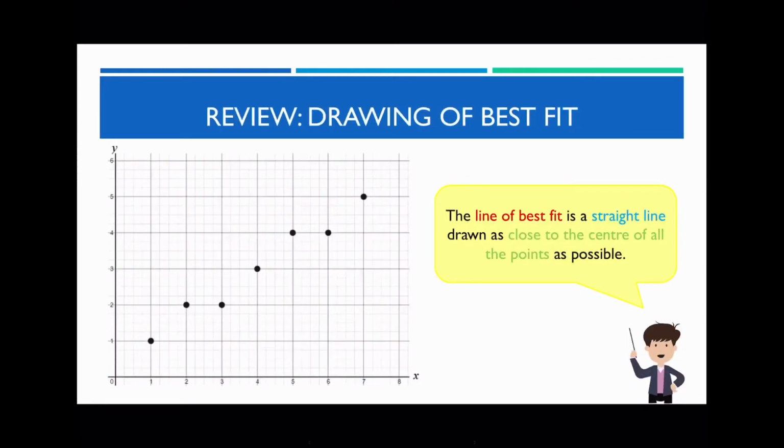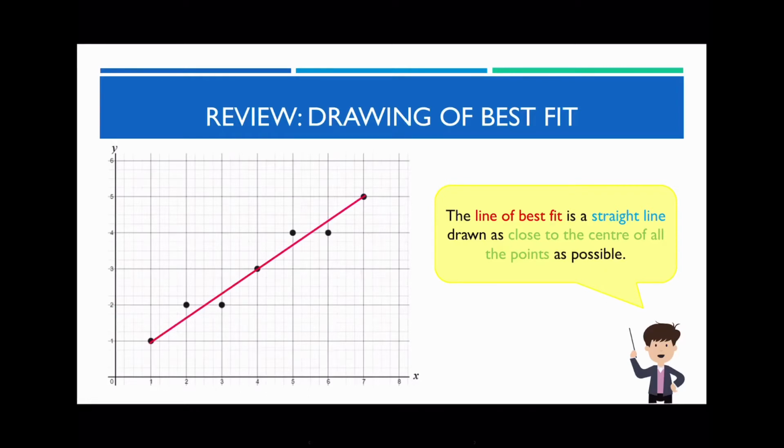Remember, in our previous lessons we said that the line of best fit is a straight line drawn as close to the center of all the points as possible, obviously ignoring the outliers. So just think of it as being the average, and you want to draw it towards the center. If you're drawing it accurately, then this is what it should look like.